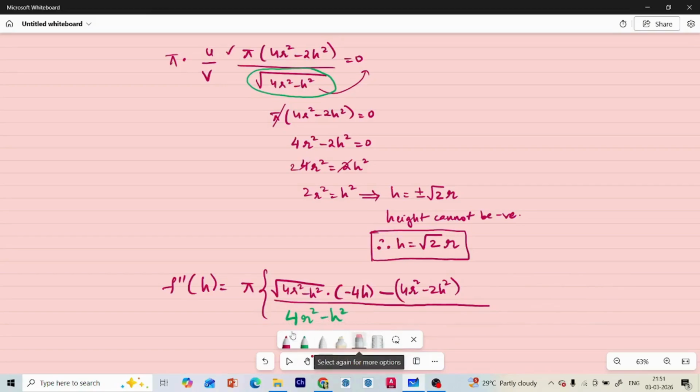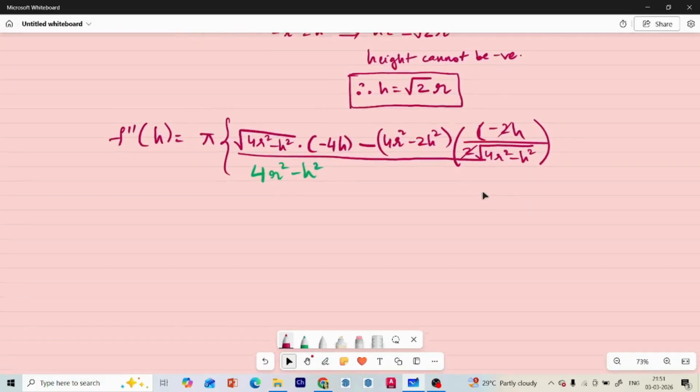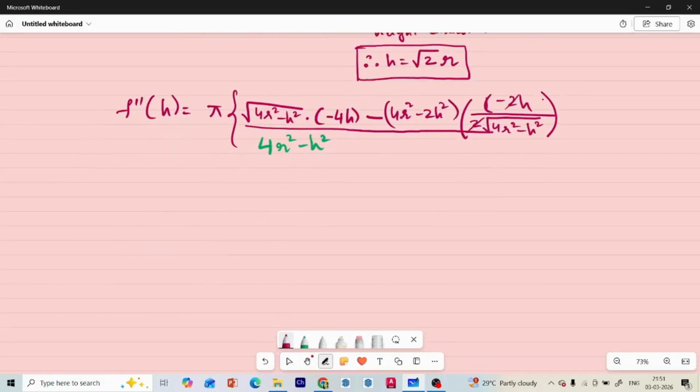Now 4r square minus 2h square into v dash. What is v dash? v dash is the differentiation of root 4r square minus h square, okay, which is basically 1 by 2 root 4r square minus h square into minus 2h, kada nanna. So I am writing it here. So this 2 cancels. So this is the entire differentiation that you're going to get.